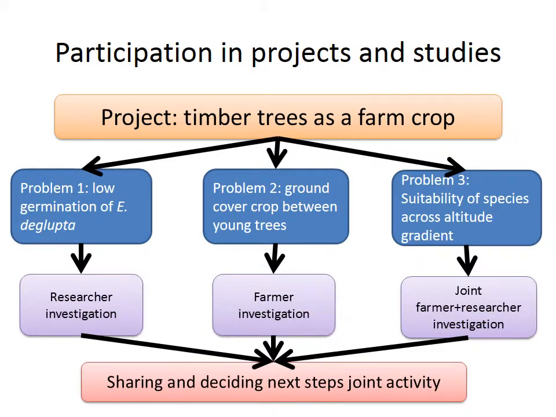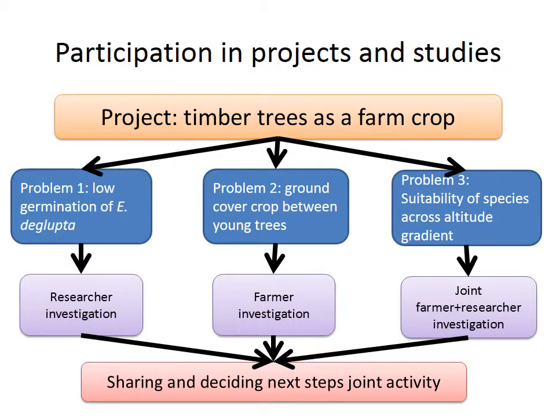An example comes from a project that was aiming to help farmers adopt timber tree growing as a farm enterprise. The project identified 3 research questions and set up studies to investigate them, along with other activities. For the problem of low germination of an important species, farmers and researchers agreed that scientists should figure out what was going on and come back with an answer.